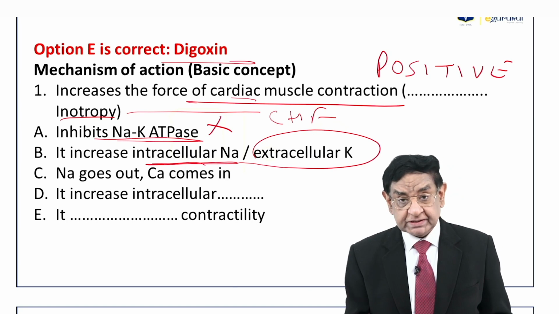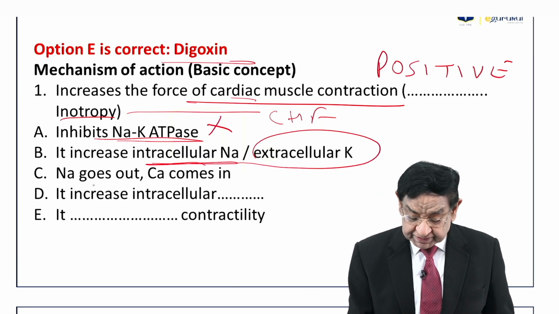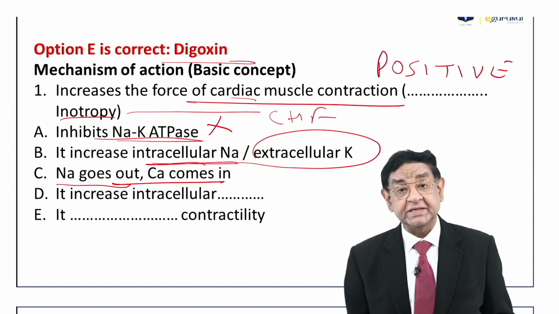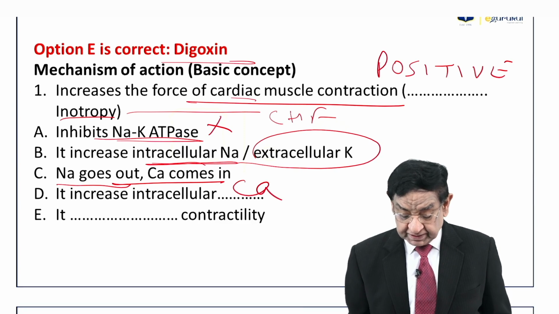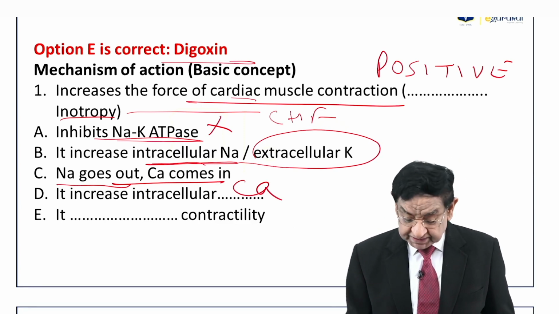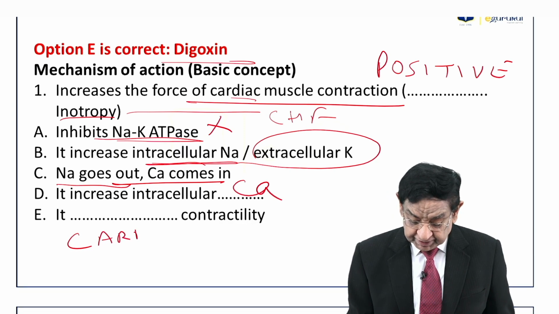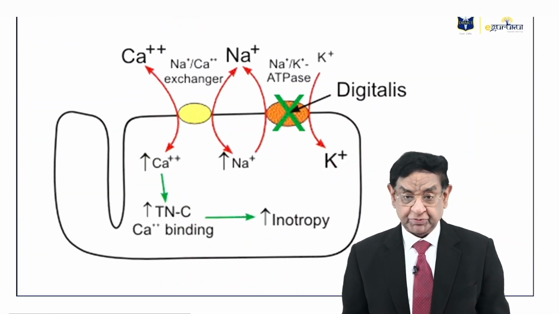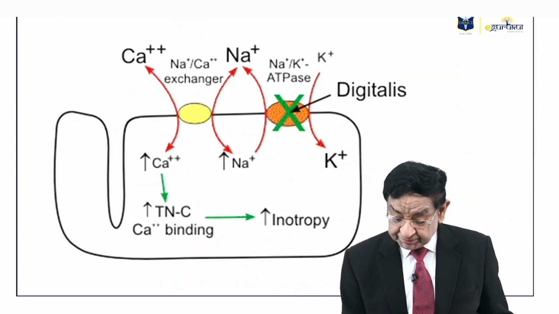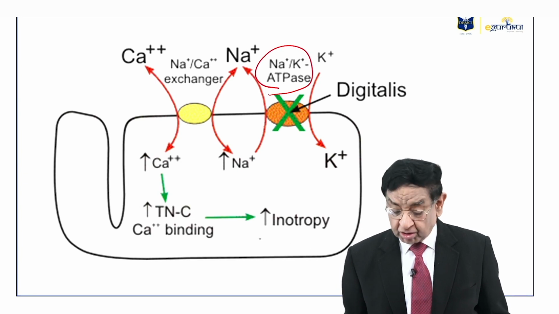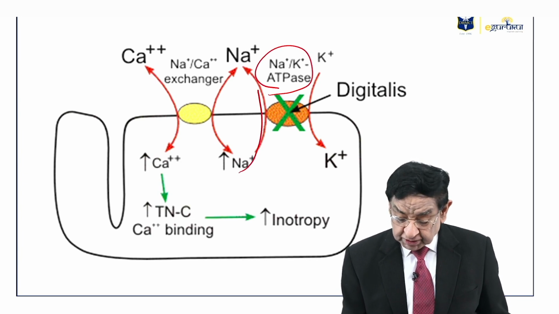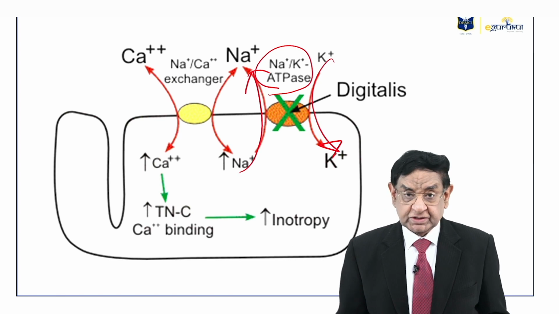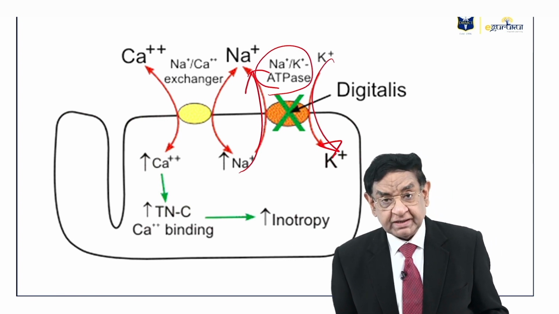And now this sodium is exchanged with calcium. Sodium goes out and calcium comes in, and this increases intracellular calcium. This increase in calcium increases cardiac contractility. Let me explain to you by this beautiful picture in front of you. So we have this sodium potassium ATPase, and normally sodium goes out and potassium comes in. This is what happens in normal cardiac tissue.